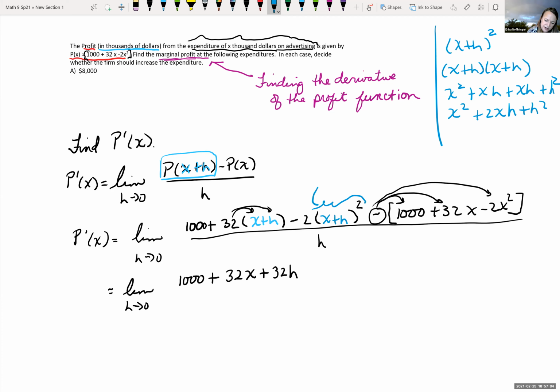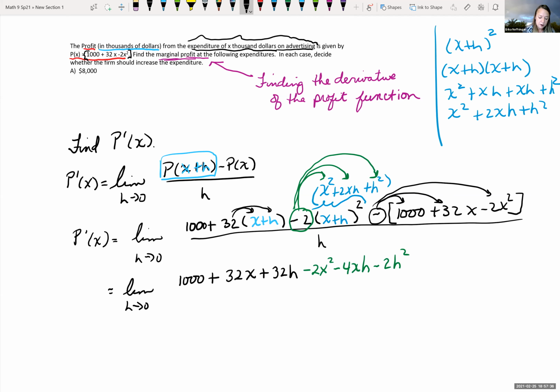So maybe just writing it here so we can save some time. x squared plus 2xh plus h squared. And now let's distribute that -2 to each term in here. So if we do that, -2 times x squared is -2x squared. -2 times 2xh is -4xh. And -2 times our h squared is -2h squared.